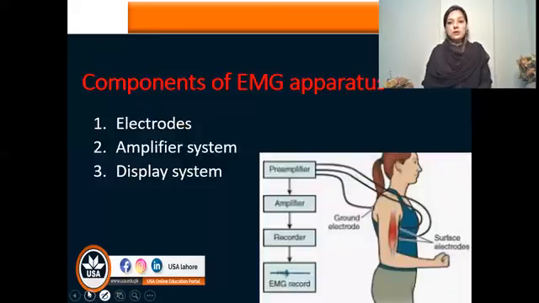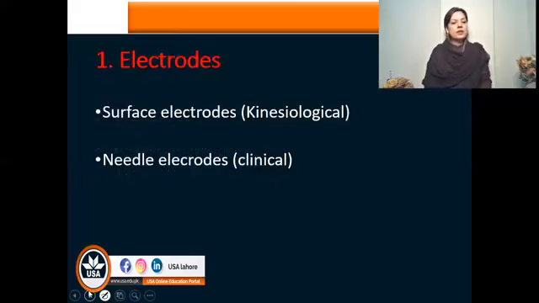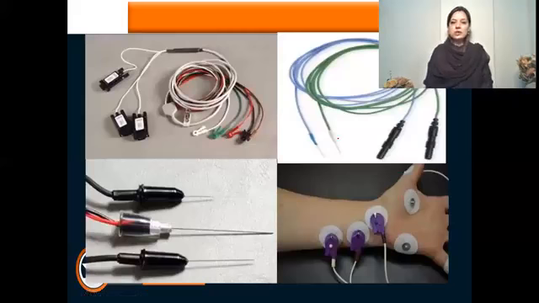Coming to the components of EMG, or electromyography, we have different components: electrodes that pick up the signal, an amplifier system, and a display system. So what are electrodes and what are their types? There are different types of electrodes. They are either surface electrodes or needle electrodes. These are surface electrodes and these are the needle electrodes that we insert in the muscle to get localized muscle action.